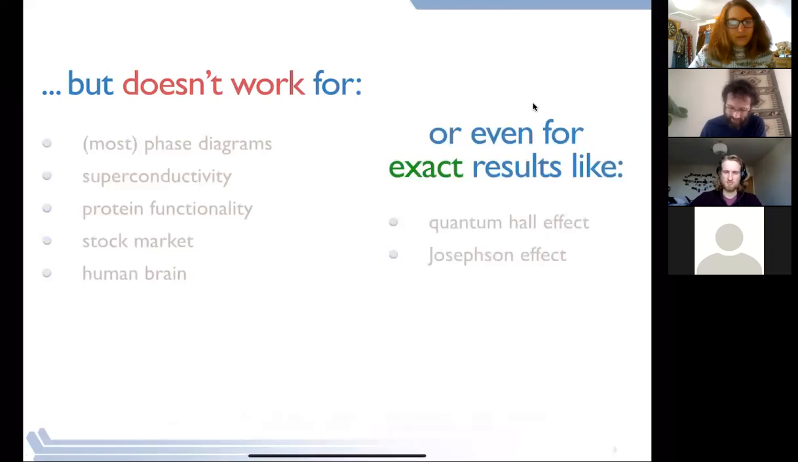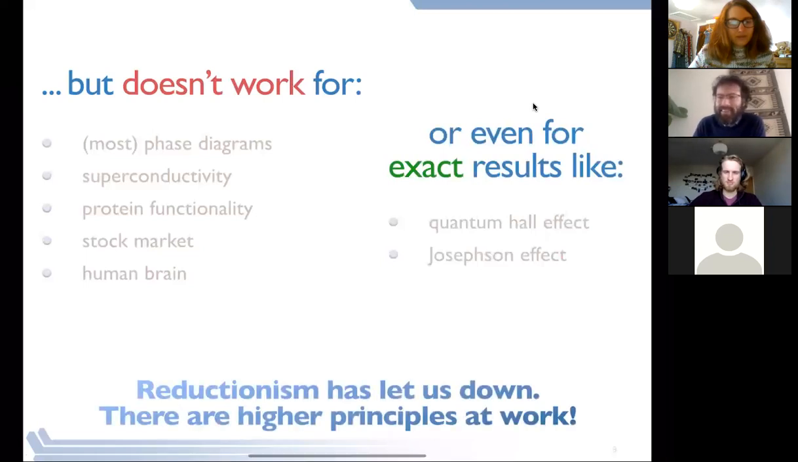So clearly, reductionism is kind of letting us down here. Breaking things into their smallest pieces and the interactions between them, in principle, is the correct thing to do. We can write down the Hamiltonian for it, but then we can't do anything with it. We can't calculate anything. So there's something more at work here.